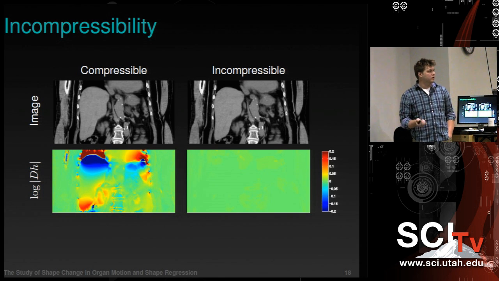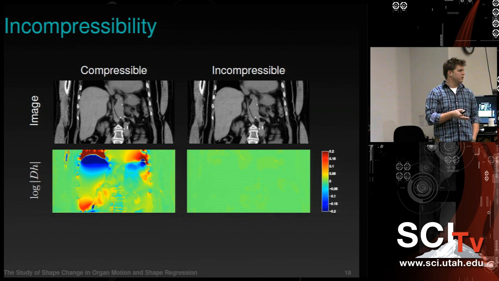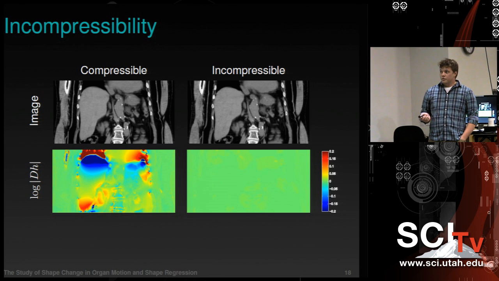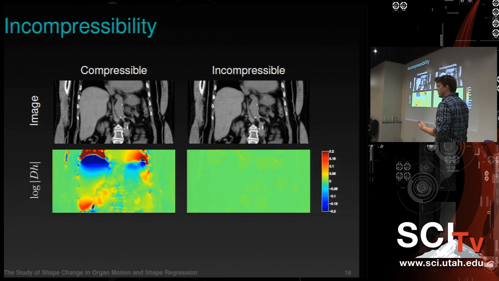So as I said before, we have the option to enforce a hard constraint that the deformation is incompressible or not. And if we don't enforce that, we see that we get the same sort of image. This is a deformed image with incompressible deformation versus compressible. So as far as the image is concerned, there's not really much change in enforcing this constraint. But on the bottom, I'm showing the log Jacobian determinant, which is an indicator of local expansion or compression of the individual volume element.